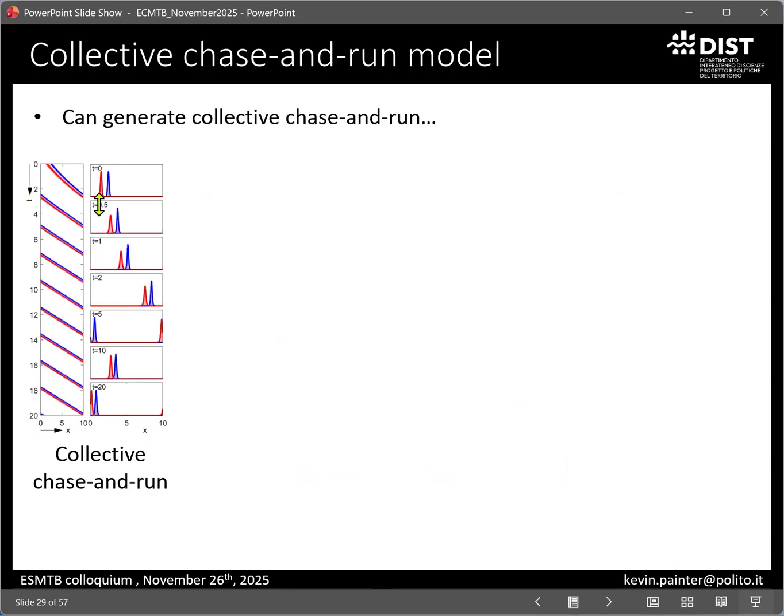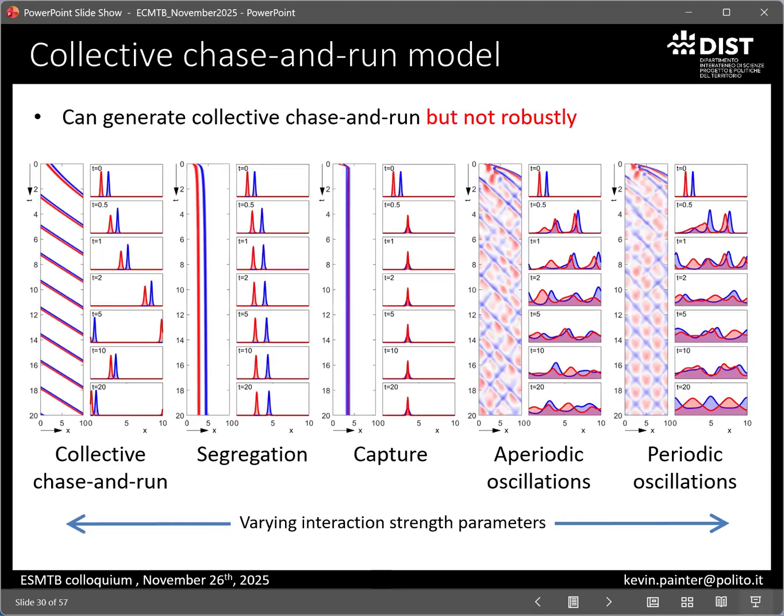If you set the two populations next to each other to start with, a population of red chasers and blue runners here, you put them adjacent to each other, you can actually generate nice, stable collective chase and run behavior. They form what looks like a traveling wave type dynamic, where they continuously move in a coordinated fashion while maintaining a certain contact. So it does indeed generate collective chase and run, but not robustly.